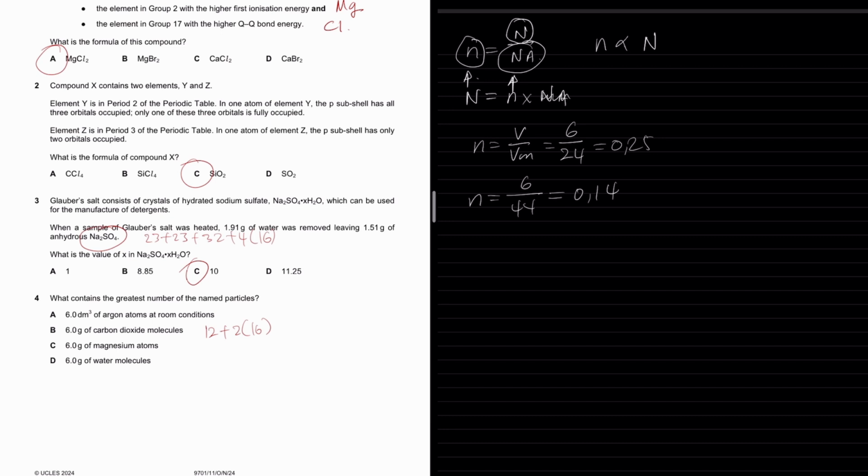Then magnesium, number of moles is equal to 6 divided by 24. The molar mass of magnesium is 24, and that is 0.25. Then the last one, water. Number of moles is equal to 6 divided by 18, and that's equal to 0.33. This has the greatest number of moles, and so it's going to have the greatest number of particles. So the answer is D.